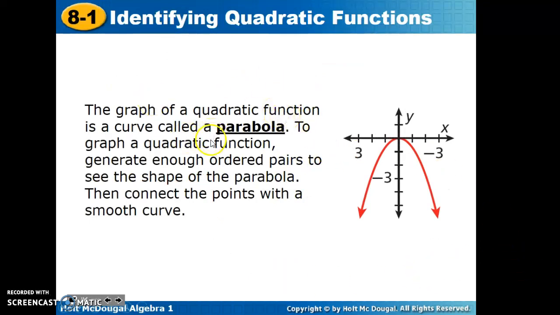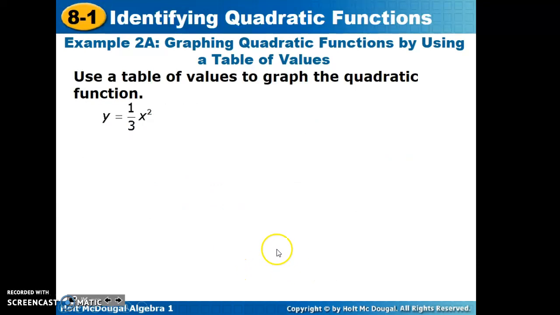We can look at the graph of a quadratic function. It's called a parabola, and it is curved, never linear. To graph the quadratic function, we can generate ordered pairs to see the shape of the parabola, and then connect the points with a smooth curve.